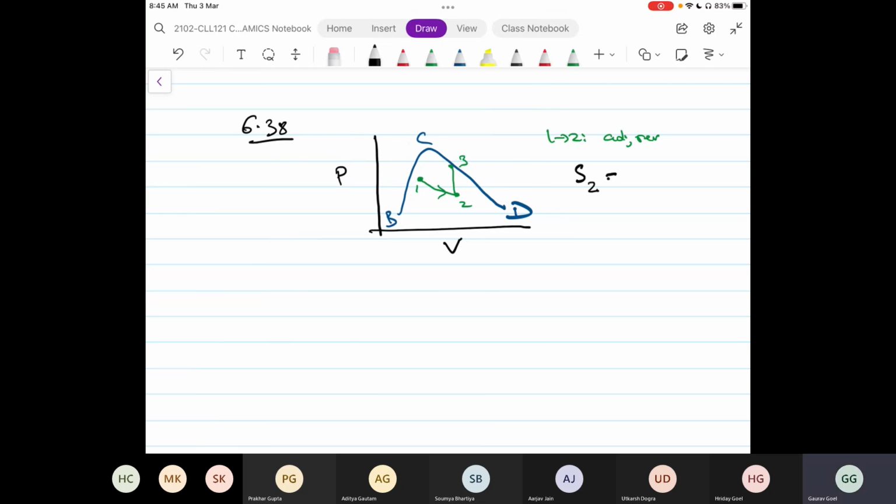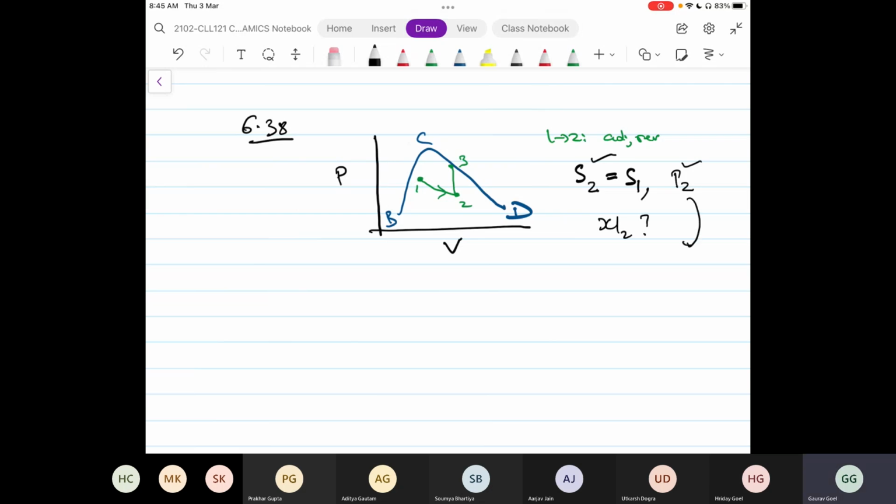So entropy at state point 2 would be equal to S1. Also, the pressure at state point 2 is given to us. What is not known to us is the fraction of vapor, X. The quality at state point 2 is not known to us.